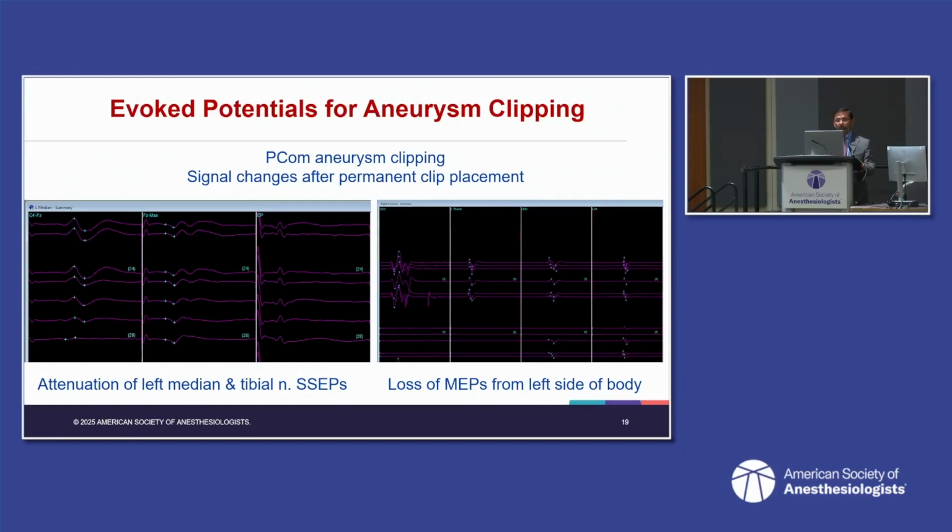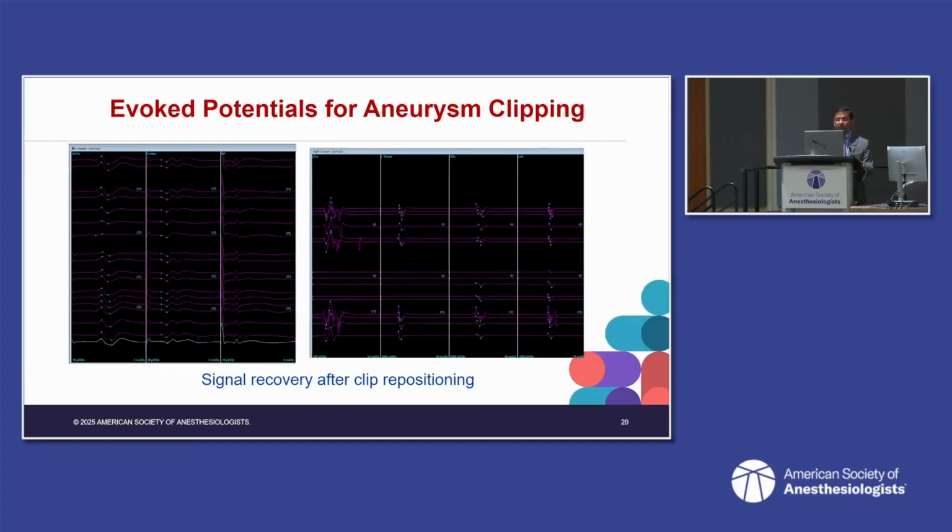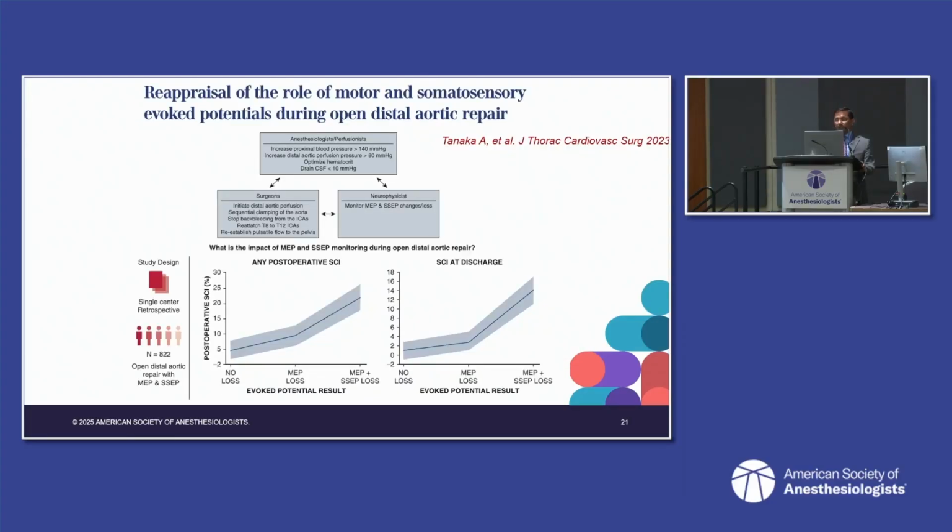And if you can appreciate these changes here, you see the somatosensory evoked potentials almost flattened out, and the motor evoked potentials actually completely went away. And this happened shortly after the surgeon had placed the permanent clip. We raised the blood pressure a little bit, which didn't make much difference, and the surgeon was alarmed again, and they decided to reposition the clip. And at the bottom of these screens here, you can see that both signals, somatosensory evoked potentials as well as motor evoked potentials, came back. And the patient woke up without any neurological deficit. So there is clearly a value in this type of surgery.